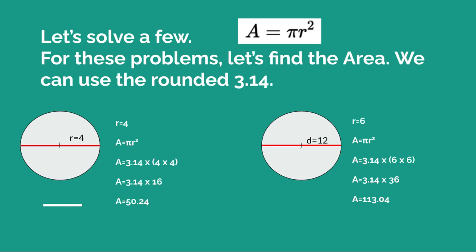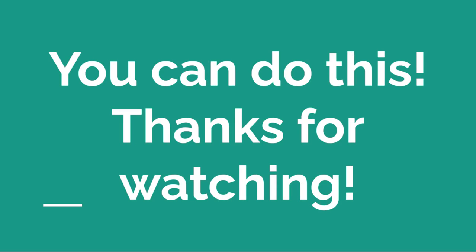Alright, so let's move on to the next problem. So they gave us the diameter is equal to 12. R is equal to 6 because the radius is exactly half of the diameter. A is equal to pi r squared. A is equal to 3.14 times 6 times 6, because 6 squared is equal to 6 times 6. A is equal to 3.14 times 36. Area is equal to 113.04 units. You can do this, I promise.